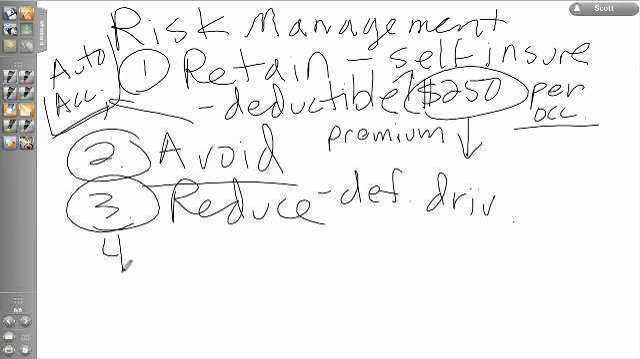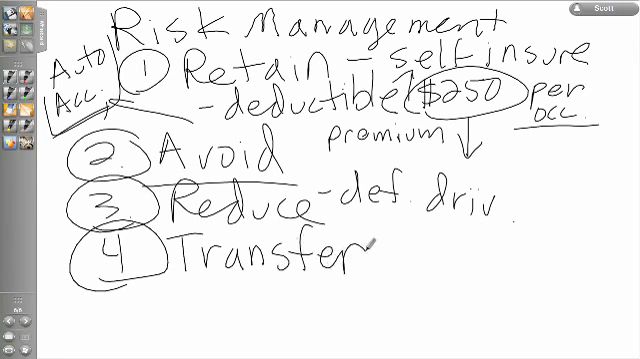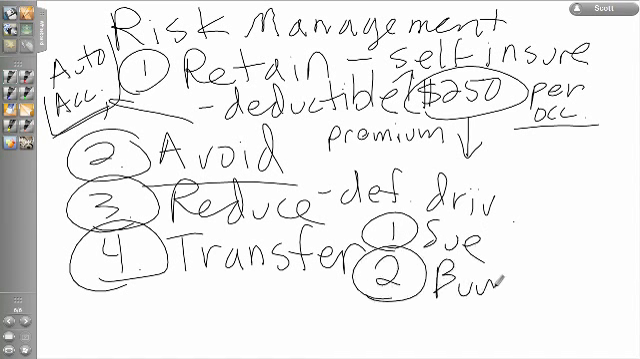And the fourth one, and most important, is transfer the risk. There are two different ways we can do this. Number one, we can sue. Number two, and the reason we're all here, is to buy insurance.